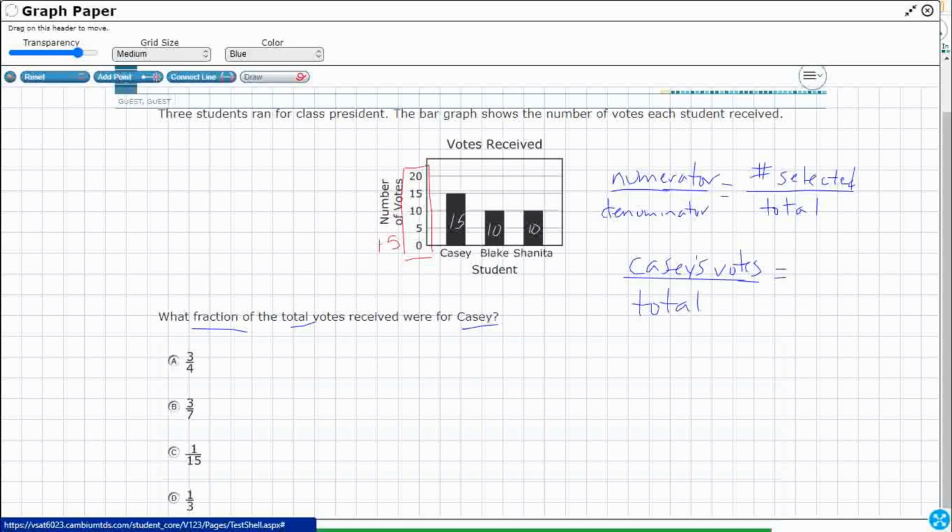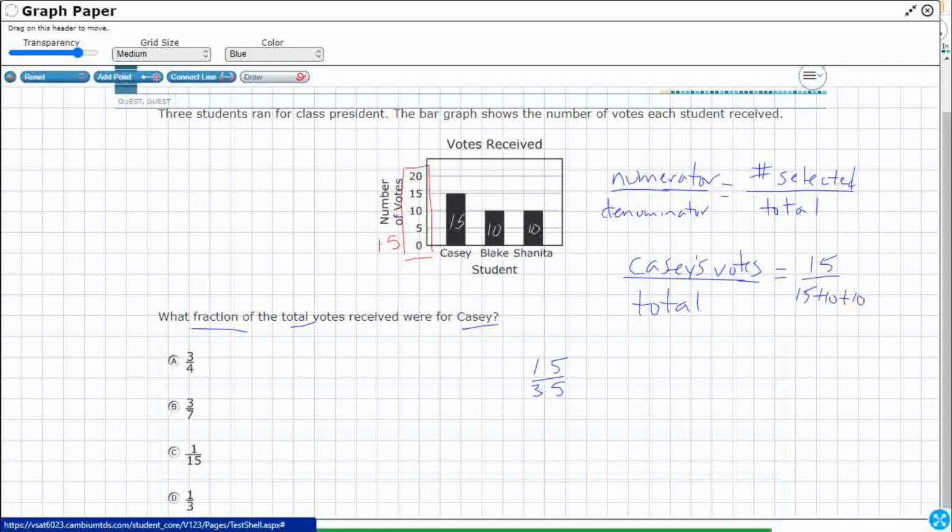So Casey got 15. And then the total was, well, 15 plus 10 plus 10, right? We just need to add those up. 10 and 10 is 20, and then 15 is 35. Okay, so that equals 15 35ths. It's kind of a strange fraction, but that's what my total is. There were 35 total votes, 15 plus 10 plus 10. I don't see that as an answer.